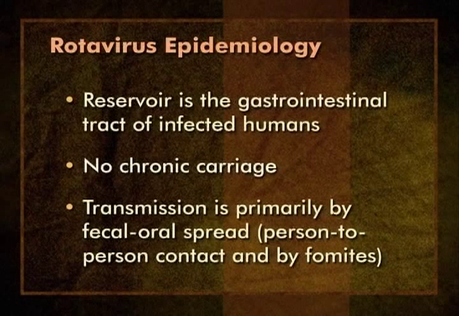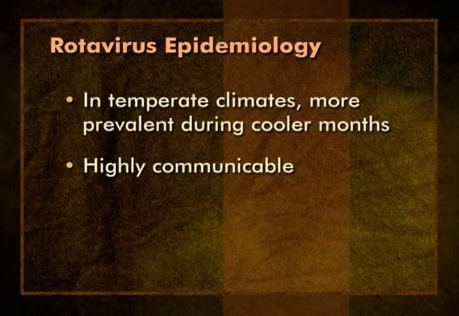Rotaviruses are shed in high concentration in the stool of infected persons. Transmission is primarily by fecal-oral spread, both through close person-to-person contact and by fomites, such as toys and other environmental surfaces contaminated by stool. In temperate climates, disease is more prevalent during cooler months. Rotavirus is highly communicable, as evidenced by the nearly universal infection of children by age 5 years in the pre-vaccine era.